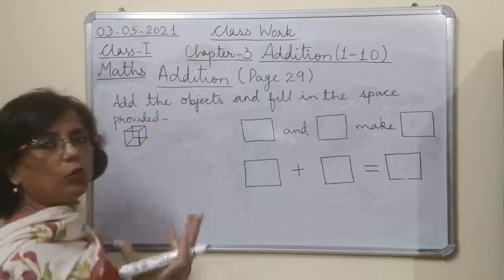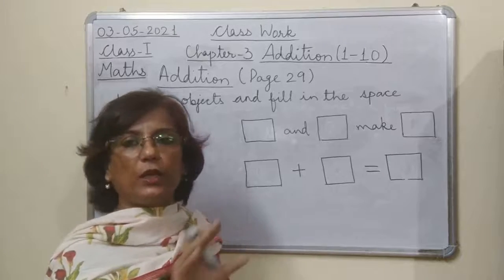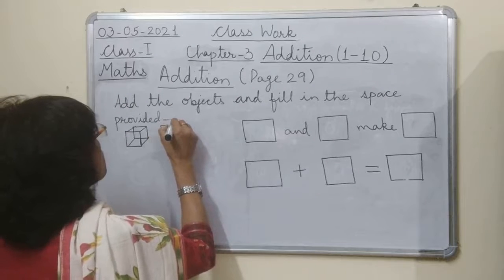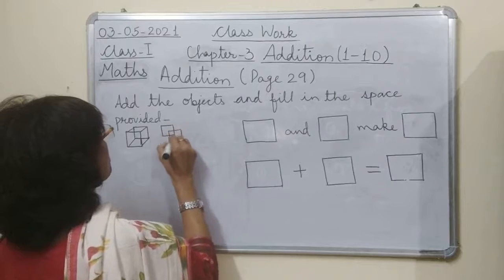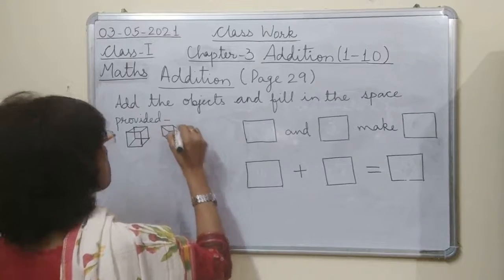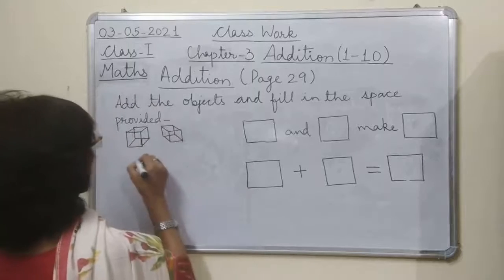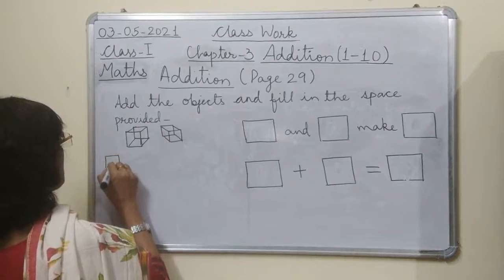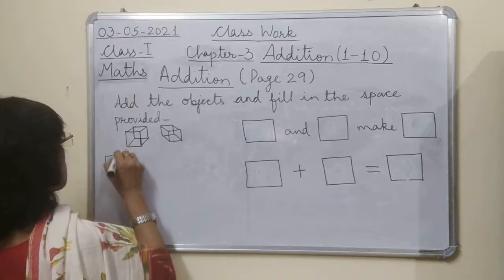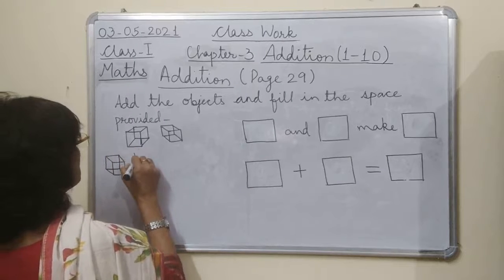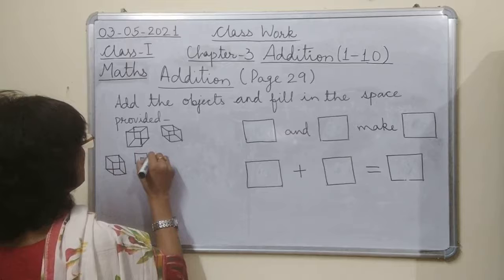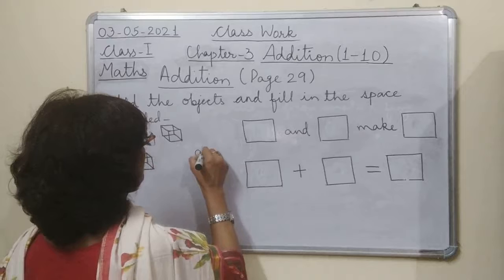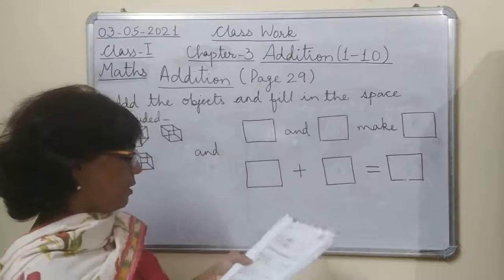Dice is a cube. मतलब डाइस के जो सारे साइड्स होते हैं, all the sides are equal. तो 1, 2, 3, 4. And 1, 2, 3, 4.